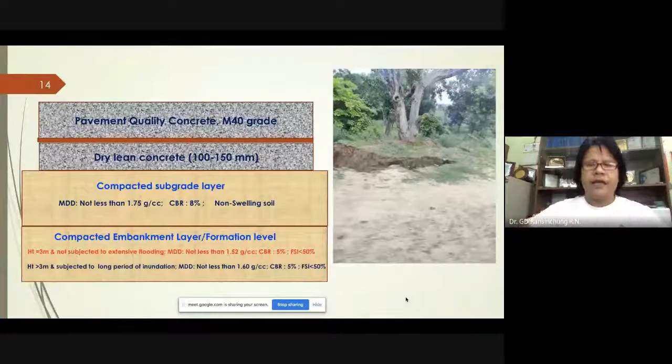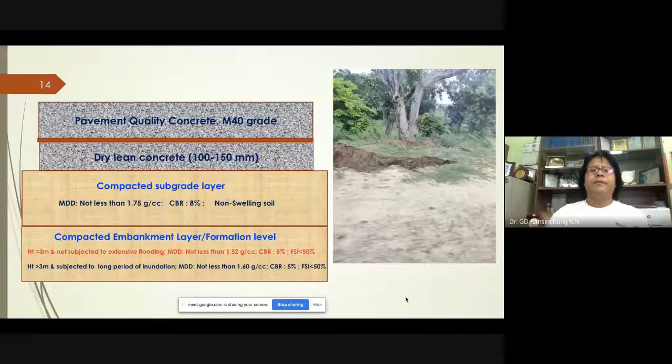Now, these conditions are for an embankment height up to 3 meters. If the height of the embankment is greater than 3 meters, then the criteria are slightly different, because we need a superior kind of soil. That is, the MDD shall be at least 1.6 gram per cc, the CBR 5%, and similarly the FSI should be less than 50%, right? This kind of soil is required for building the embankment as a formation width.